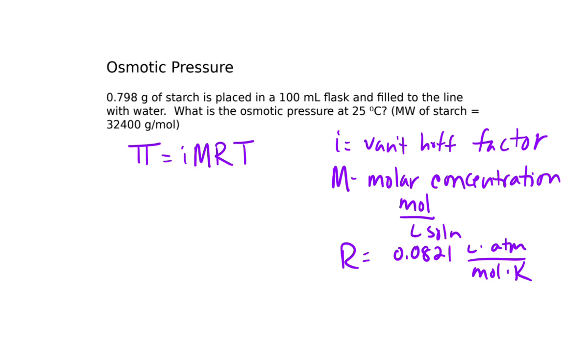Notice in our units here, all that's going to cancel. We're going to end up multiplying R times the molar concentration. Molar concentration is moles per liter. We have liters per mole in R, so those are going to cancel. K is our temperature in Kelvin. That's going to cancel with our temperature. So we're going to be left with atmospheres, which is a pressure. That's good because we're thinking about osmotic pressure.